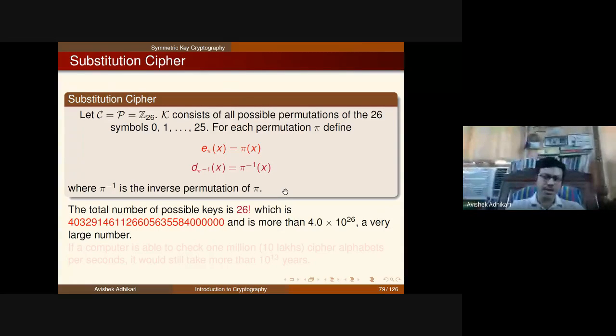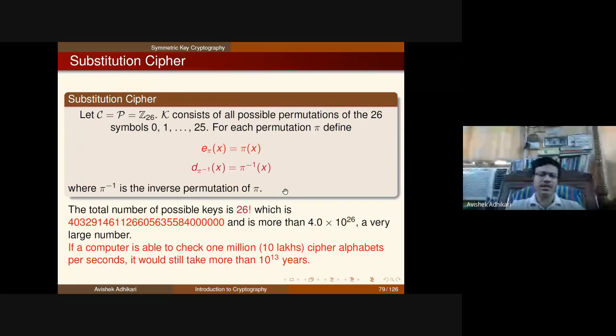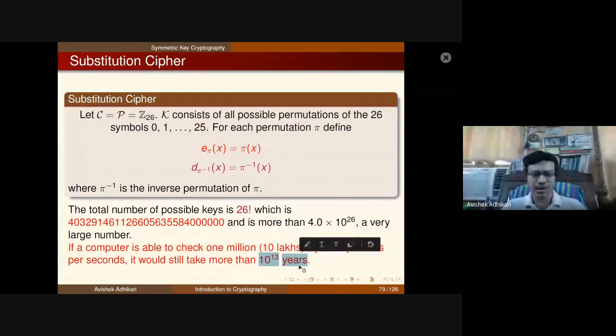Now let us try to use some computers. Suppose it is a quite decent computer which processes 1 million, that means 10 lakh, cipher alphabets per second. So quite a good machine. If you use this machine, it takes 10 to the power 13 years to exhaust all the options. And you'll be surprised to know that 10 to the power 13 years is more than the age of the universe. Our universe is not that old compared to this value. That means by using quite decent computers, you cannot exhaust all these possible values.